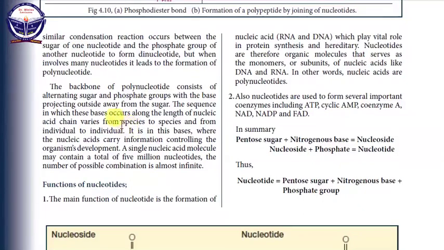You see? It is in these bases where nucleic acids carry information controlling the organism's development. A single nucleic acid molecule may contain a total of 5 million nucleotides. The number of possible combinations is almost infinite.